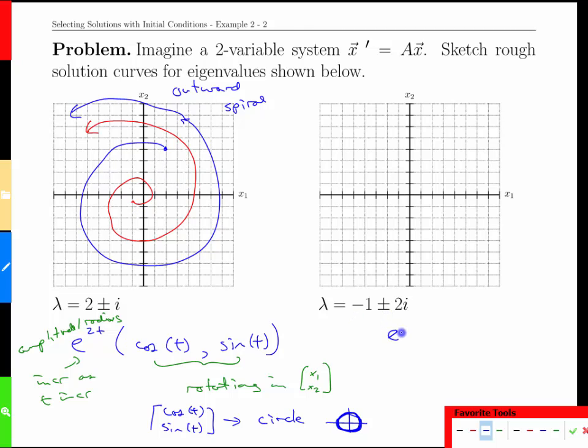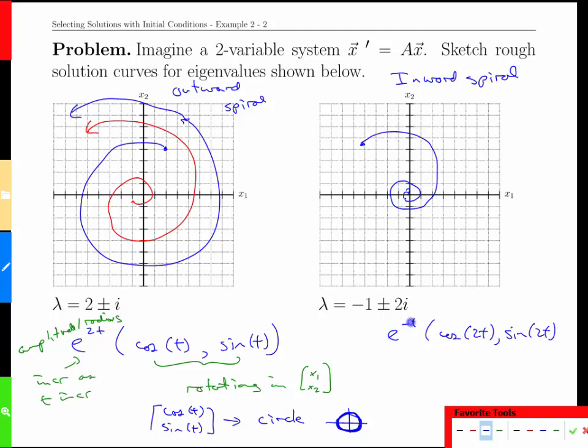It should not come as a huge surprise that if we have a negative real value combined with, in this case here, a cos 2t and sine 2t, if we started here, we would get circles. And again, the directionality depends on the details of the eigenvectors. We'll draw this one going in clockwise, and this would be called an inward spiral for exactly the same reasons.